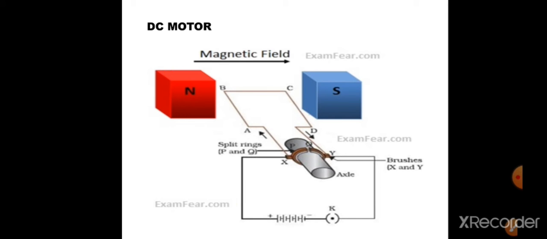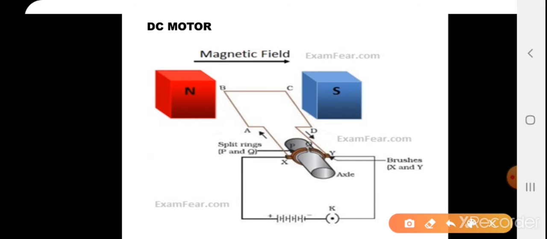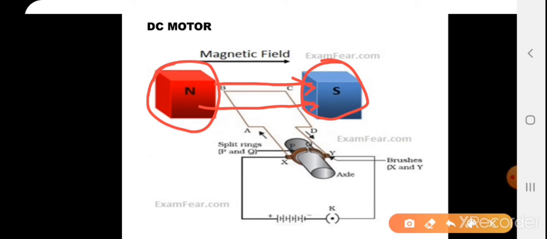You can see here in this diagram, this is the north pole and this is the south pole, as in Fleming's left hand rule we have discussed. The magnetic lines of force originate from north and end at south. You can see here, north to south, the magnetic lines of force are originating at north and ending at south. That is indicated by the forefinger of the left hand.